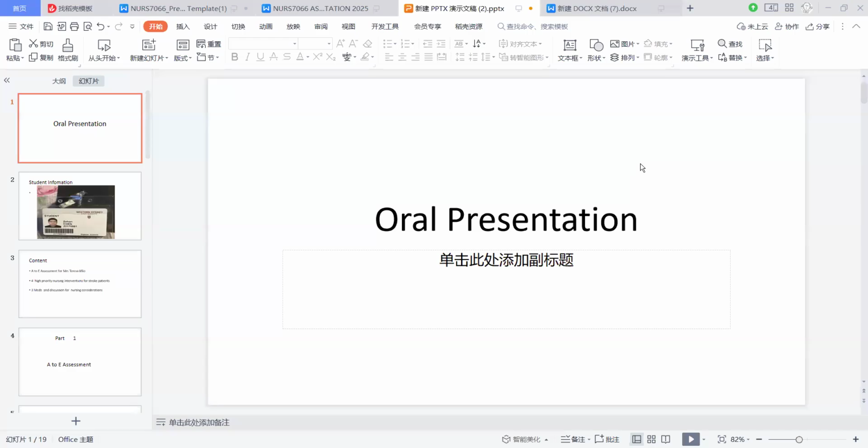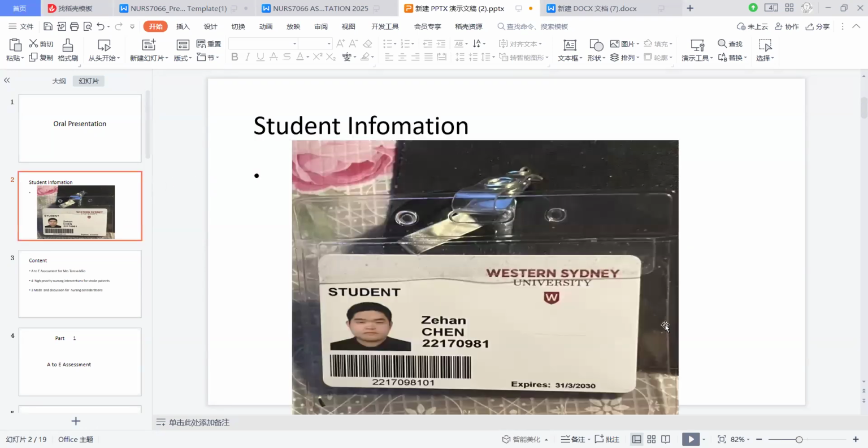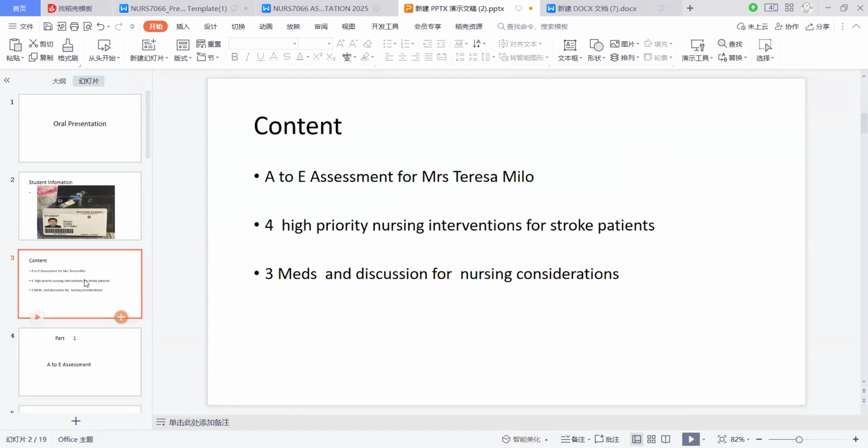So we start the oral presentation. This is my student information. My name is Zhu Chen, and my student number is 2217098. Today's presentation is composed of three parts.